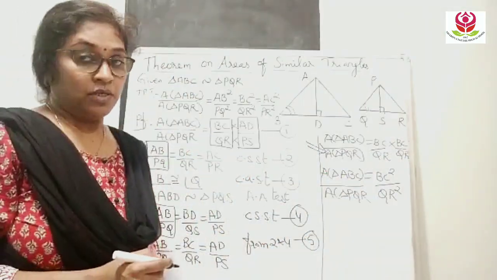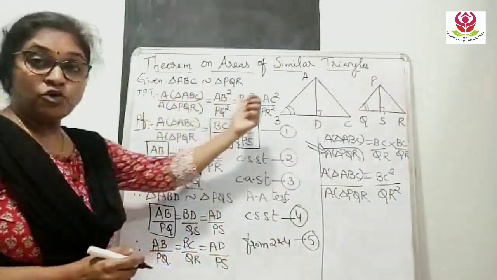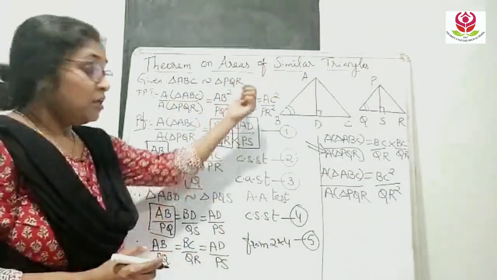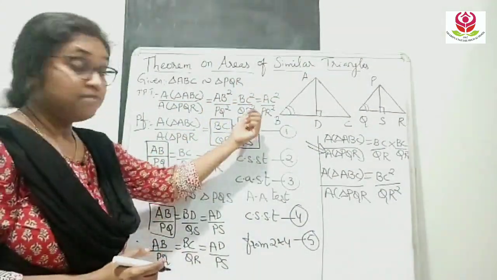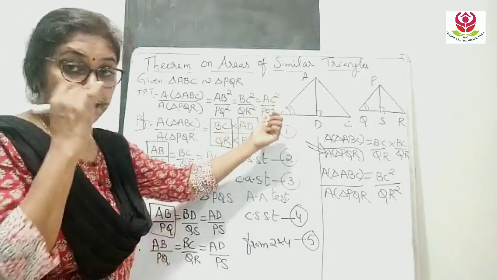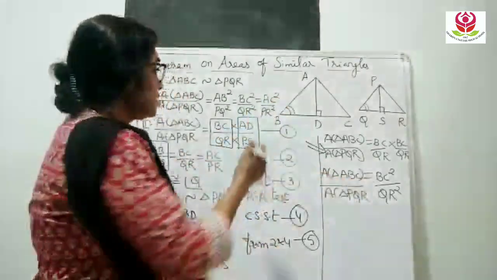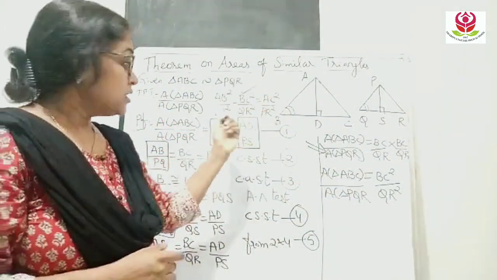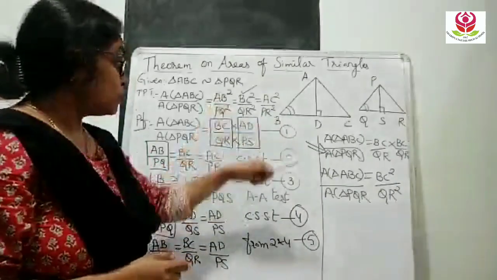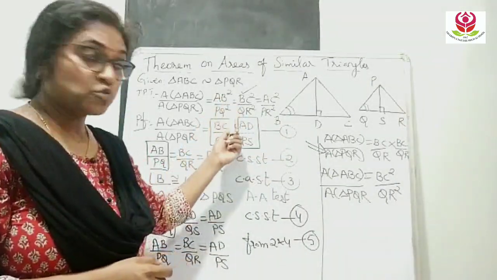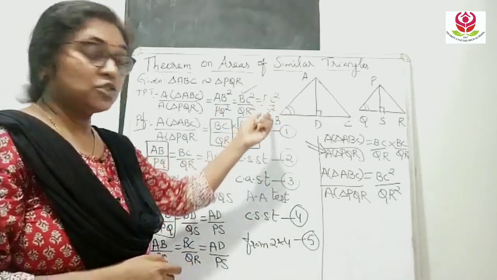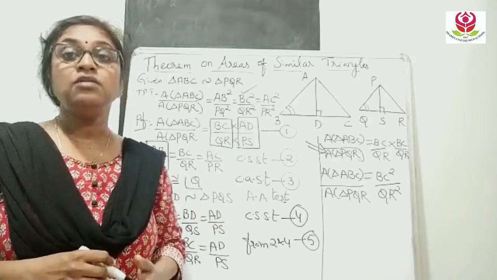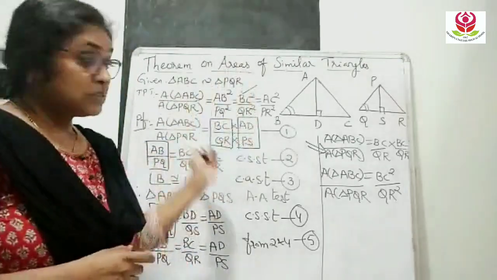So if you come back and see what you had to prove, you had to show that it is equal to AB square upon PQ square, equal to BC square upon QR square, also equal to AC square upon PR square. Right now you got it is equal to BC square upon QR square. So you have proved one of the parts. Similarly, you can show that it is also equal to AB square upon PQ square, or it is also equal to AC square upon PR square. So this is your theorem on areas of similar triangles based on your similarity chapter.